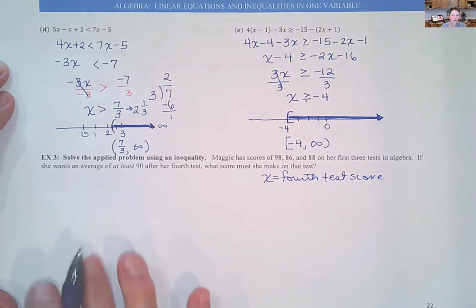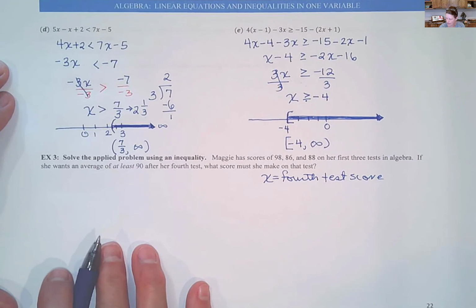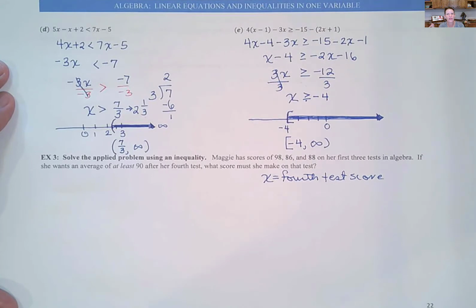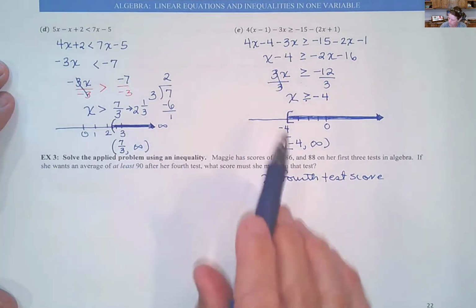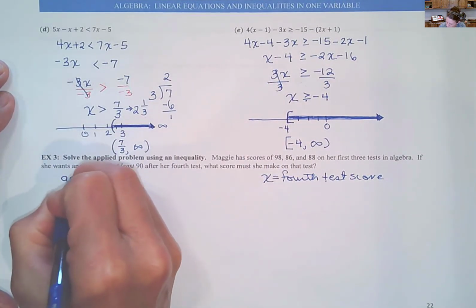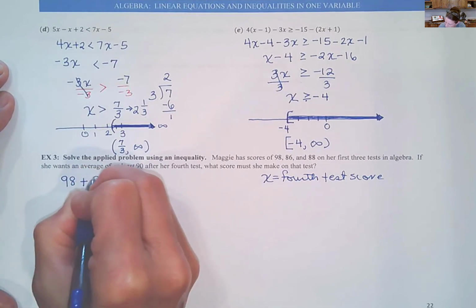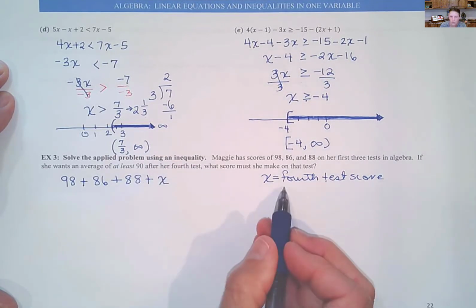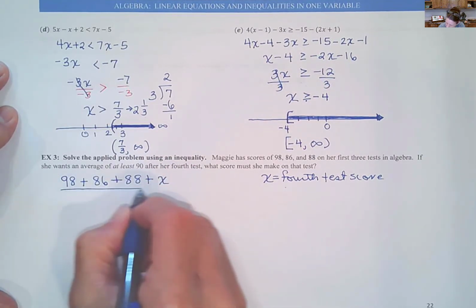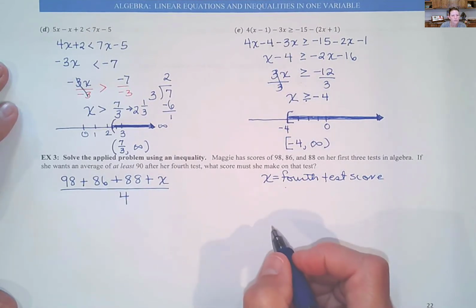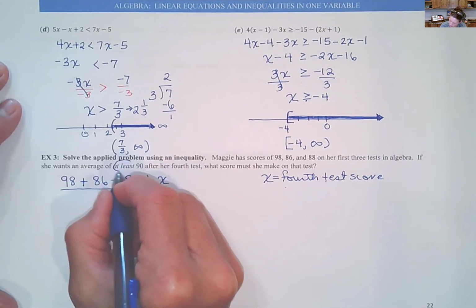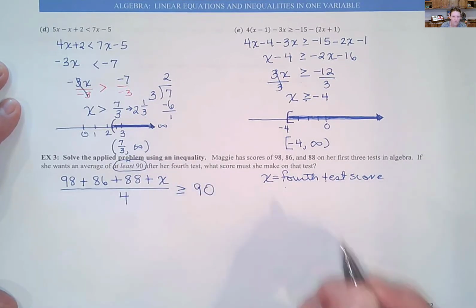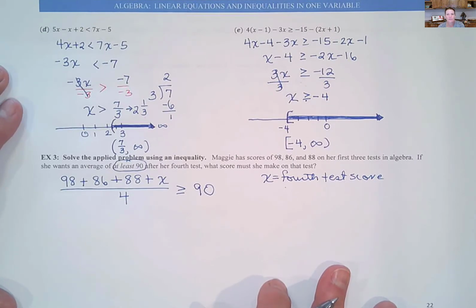And since she wants her average to be at least 90, her average is the typical average here, where we add the values and divide by the number of them. So after that 4th exam, we would add the values 98 plus 86 plus 88 plus X, this score on her 4th test, and divide by the number of tests, which would be 4. Now we want this average to be at least 90, and that means we want the average to be greater than or equal to 90. So we've got our inequality.